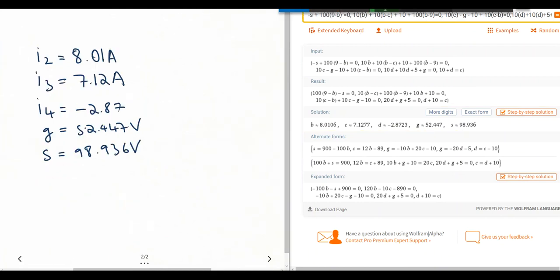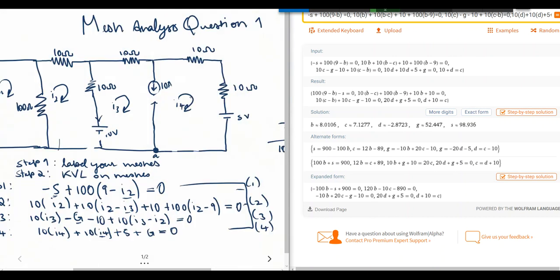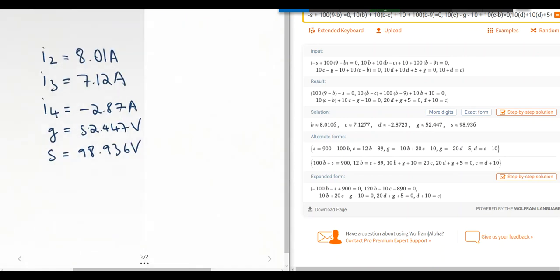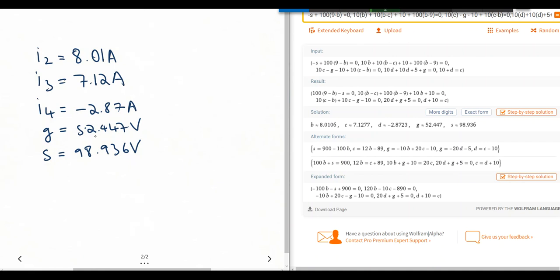Alright, so here I've just written down all the values again from Wolfram Alpha. So I2 is 8 amps, I3 is 7.21 amps, I4 is negative 2.87 amps. So the negative number just states how we defined our direction of current. For example, I4, we defined it as going clockwise. The negative just tells us that it is actually going anti-clockwise. The voltage drop over G is 52.447 volts, and the voltage drop over the solar panel is 98.936 volts.